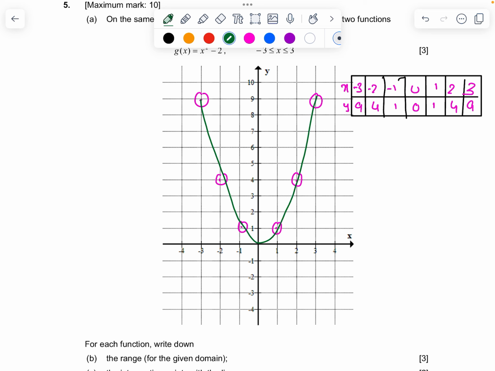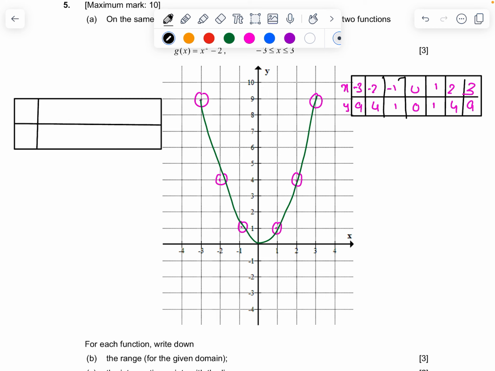Next one will be x squared minus 2. So -3, -2, -1, 0, 1, 2 and 3. So what am I going to do? X, y: negative 3, negative 2, negative 1, 0, 1, 2 and 3. X squared minus 2. So what does that become now? 9 minus 2 is 7. 4 minus 2 is 2. 1 minus 2 is negative 1, then negative 2, negative 1, 2 and 7.